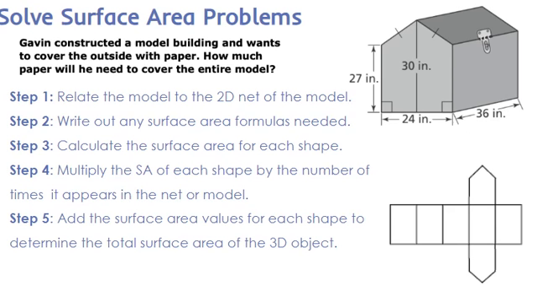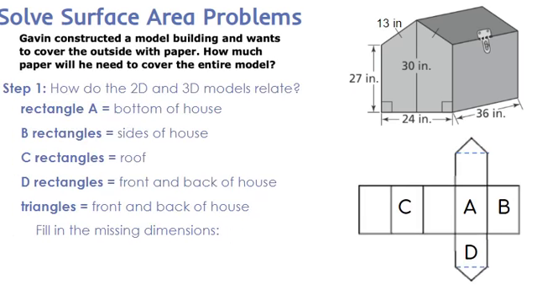In this problem, Gavin constructed a model building and wants to cover the outside with paper. How much paper will he need to cover the entire model? So step 1 is to determine how the 2D and 3D models relate to each other.